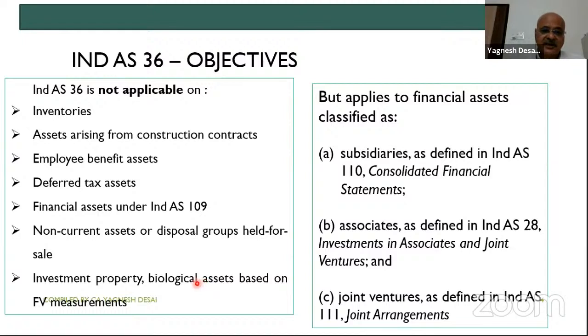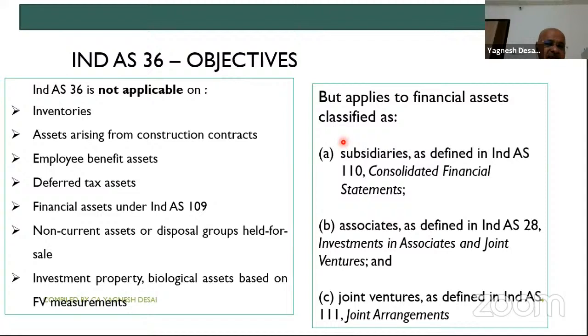Biological assets subsequently are measured at the fair value except the bearer plant. Except the bearer plant. Biological assets are the agriculture products. They are known as the biological assets. That is covered by Ind AS 41 and they are subsequently measured at fair value less cost to sell, as a result of which this standard is not applicable to them. All right, so now we'll see what next.